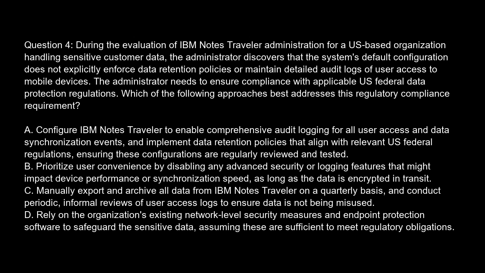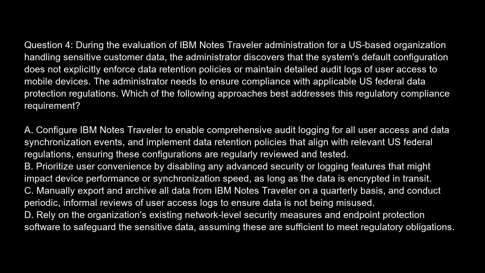Option A. Configure IBM Notes Traveler to enable comprehensive audit logging for all user access and data synchronization events, and implement data retention policies that align with relevant U.S. federal regulations, ensuring these configurations are regularly reviewed and tested. Option B. Prioritize user convenience by disabling any advanced security or logging features that might impact device performance or synchronization speed, as long as the data is encrypted in transit.